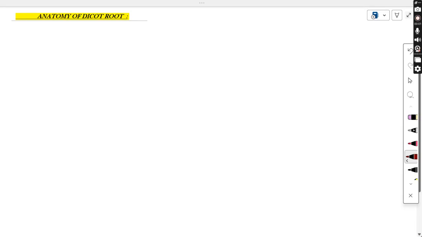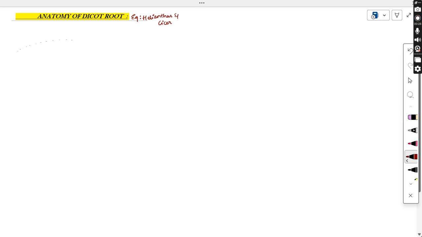In this video tutorial, we will be discussing the internal structure of the dicot root. For this, we are considering the example of the root part of Helianthus. Helianthus is a sunflower, or we can also consider the plant Sisal. If you observe the plant body, the outermost layer surrounding the plant is nothing but the epidermis.